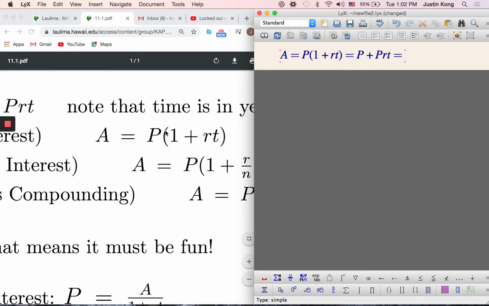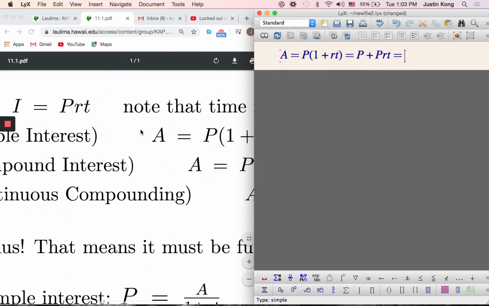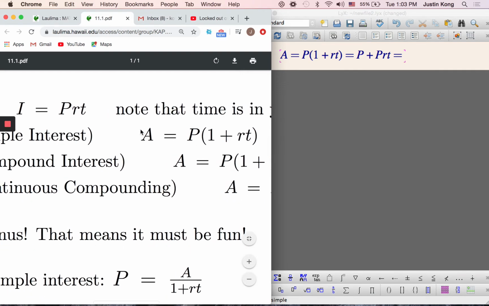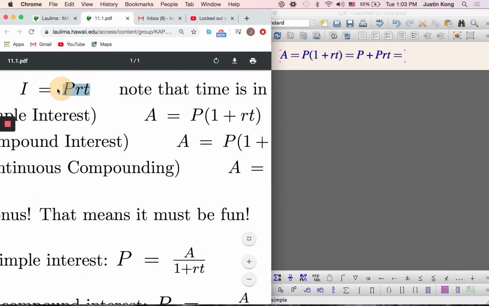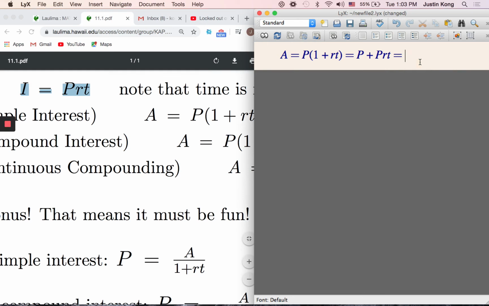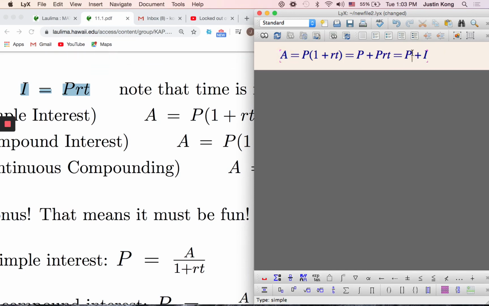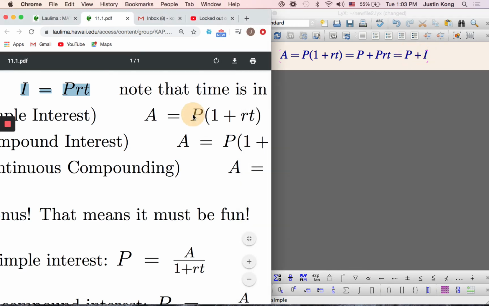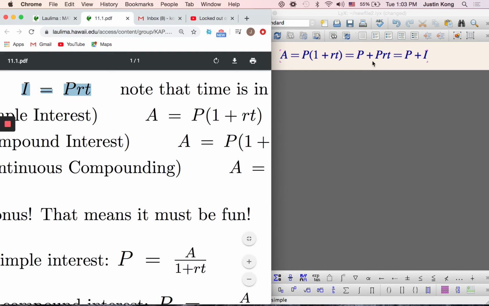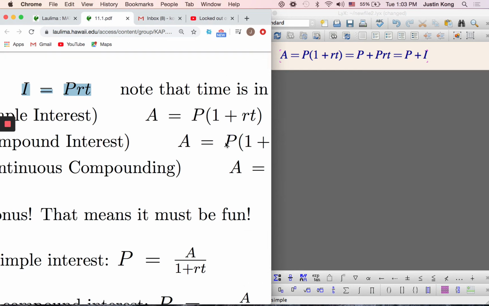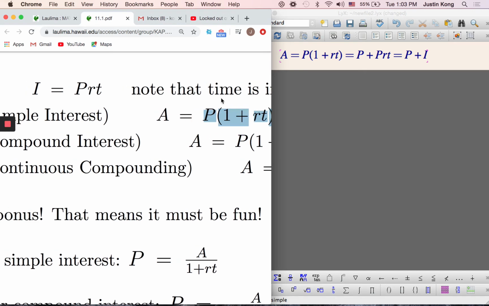But what was PRT? Think back to the previous equation. Here, let me move it so I can see both of those at the same time. Here, I is equal to PRT, that's the interest, right? So this is P plus I. Basically, the end result, if we're talking about simple interest, is just the principal that you borrowed or you're lending, plus the interest. That's it. So pretty obvious formula, actually. Now you can use this form if you want to, P plus I, or you can just plug it straight into P times 1 plus RT. Either way, it's going to work. Okay, that's for simple interest.